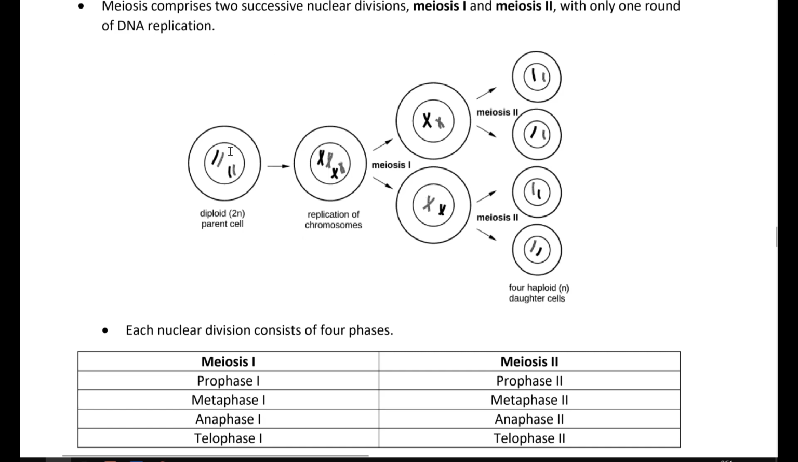Okay, so over here, I have got 23 from the mother, 23 from the father. So essentially, I have 46 chromosomes and 46 chromatids. After it duplicates, I have 46 chromosomes, but 92 chromatids. Remember, chromatids is not the number of chromosomes. Count the centromere for the chromosome number. So from here, I have 92 chromatids and 46 chromosomes.